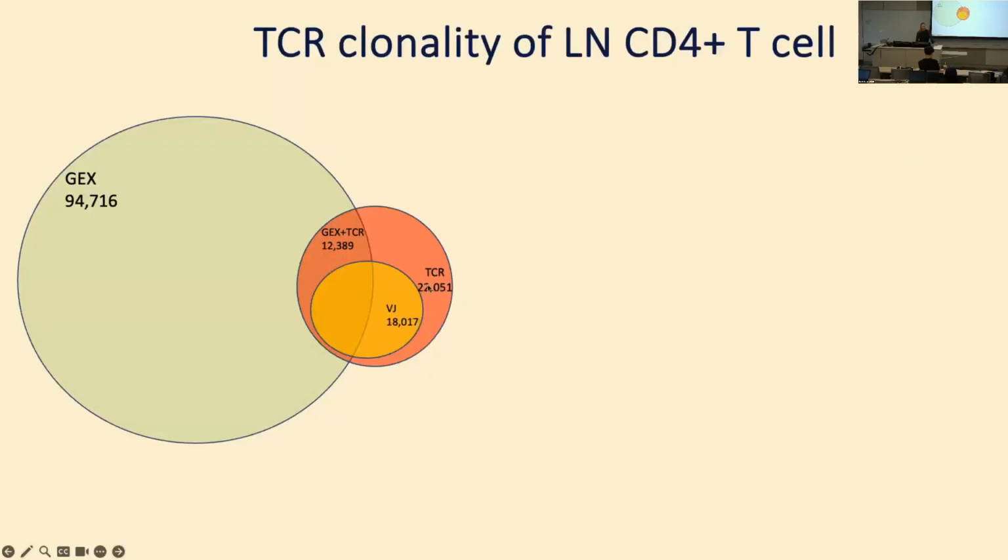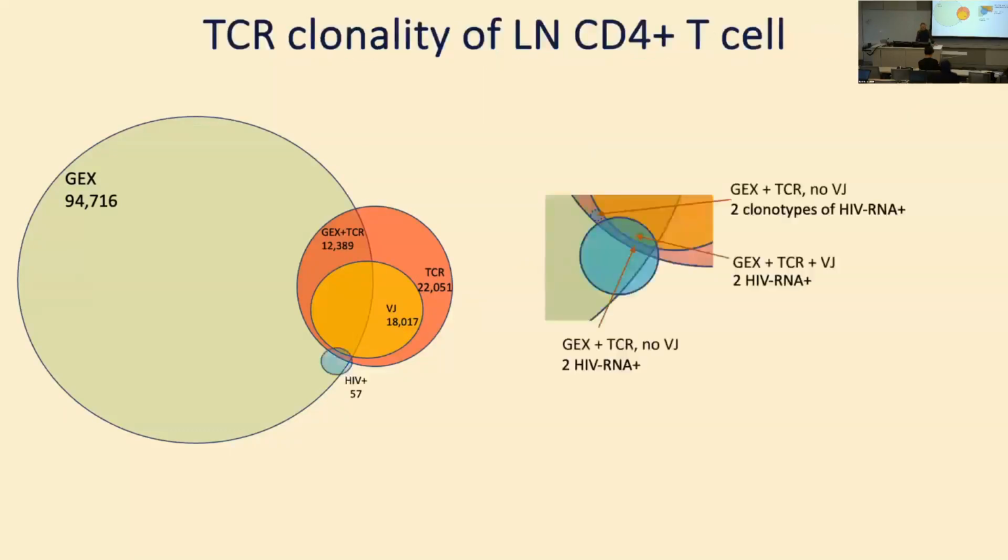And in addition, if we look at specificity, we need the DNA sequencing, and only 18 had that. So we limited our amount of finding the T cell receptors of each cell. And sadly, if you look, this is our 57 HIV positive.